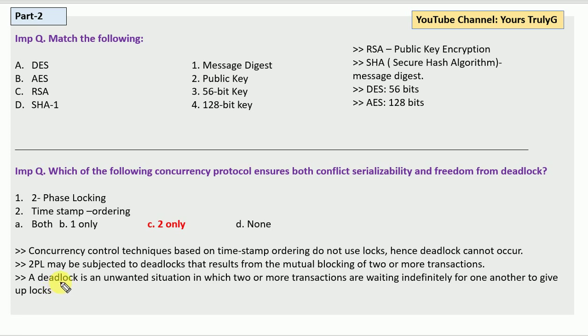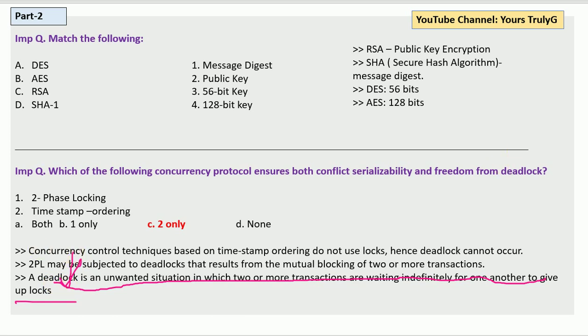Okay, so deadlock is an unwanted situation in which two or more transactions are waiting indefinitely for one another to give up the locks. Both are waiting for one another to just give their locks. Okay, so that is the condition of deadlock.